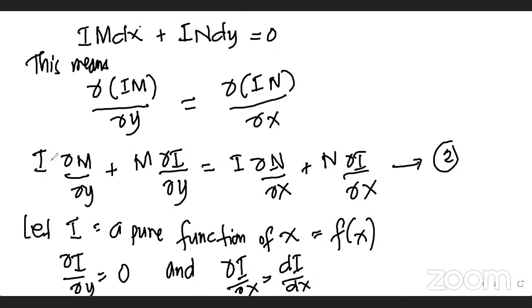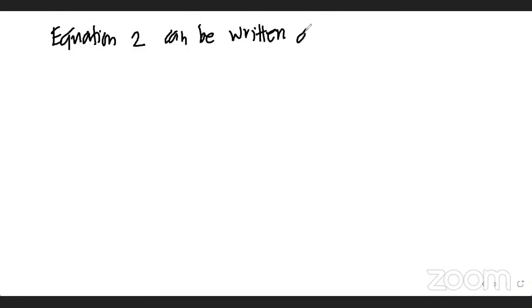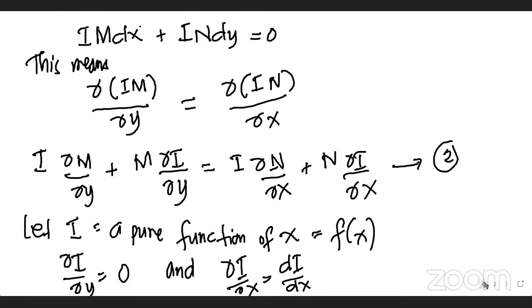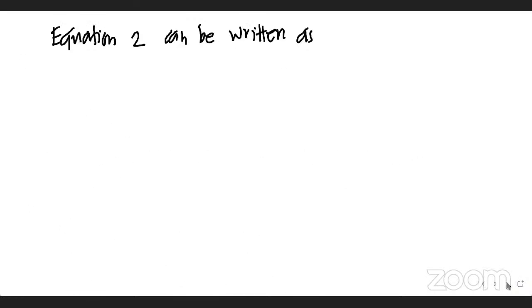Tandaan niyo ha, copying ko muna. Now, equation number 2 can be written as... ano nga ba, balikan natin. I times partial of m with respect to y. So I, partial of m with respect to y.